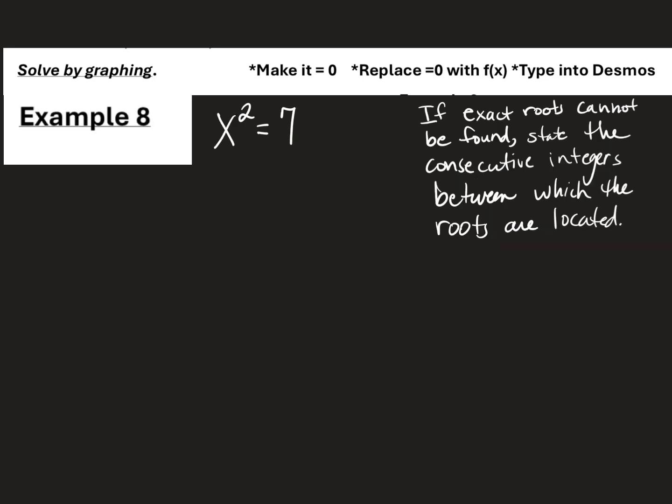For the next one, it says if exact roots cannot be found, then state the consecutive integers between which the roots are located. So you're going to make it equal 0, just like we did before.